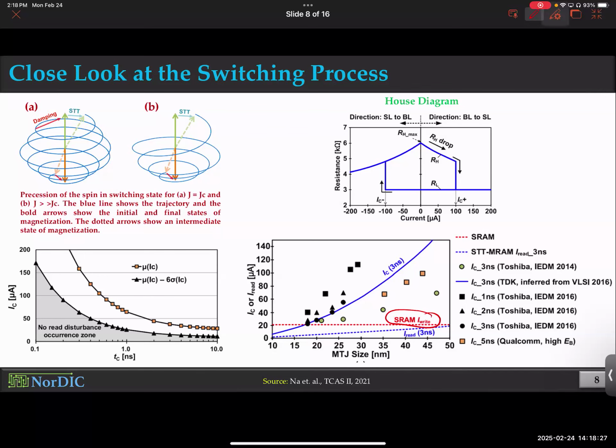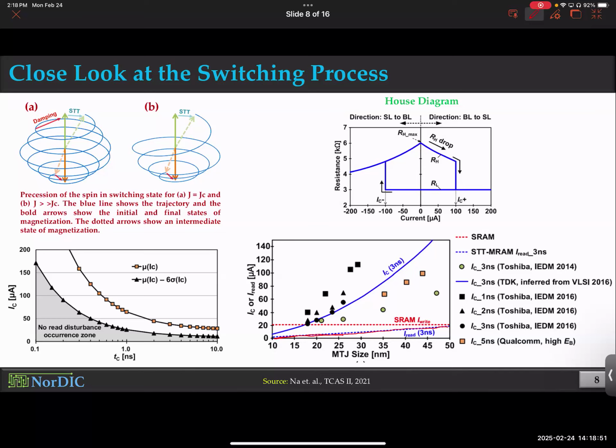That's why SRAM is there. It has no other purpose. Apparently it takes around 20 microamps for SRAM to write. Compare that to STT-MRAM, which is hundreds of microamps, which is 5 times more at least. Now let's look at the dashed blue line, which is the read current. It looks really not that interesting.